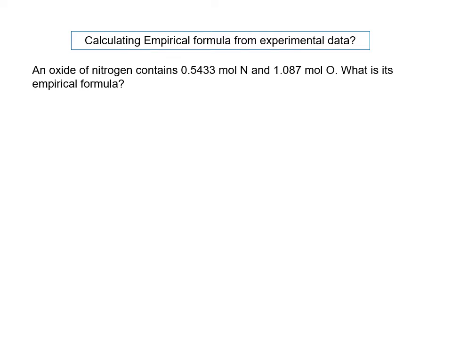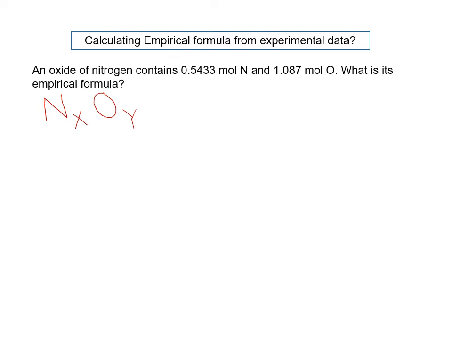All right, so let's go ahead and look at how we would actually calculate the empirical formula from given experimental data. So in this example, we have an oxide of nitrogen that contains 0.5433 moles of nitrogen and 1.087 moles of oxygen, and we want to determine what the empirical formula is for this substance. So first of all, the empirical formula would have the structure NxOy. So our goal here is to find the value of x and y.